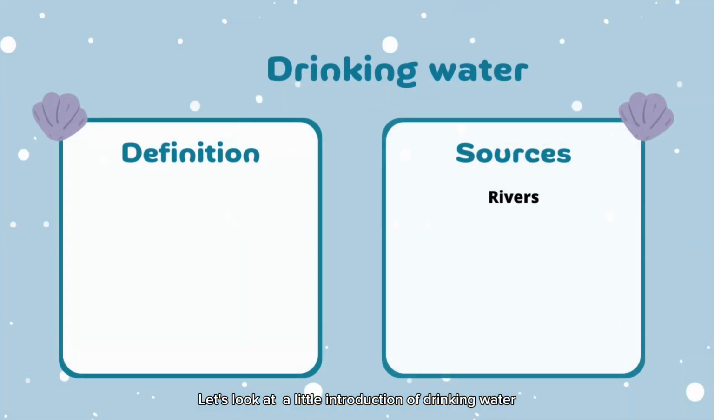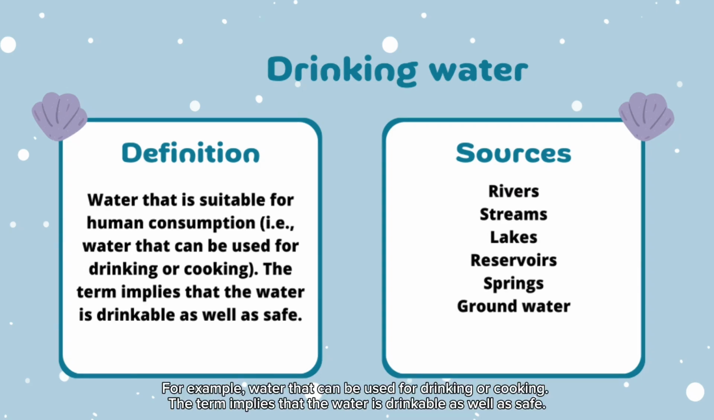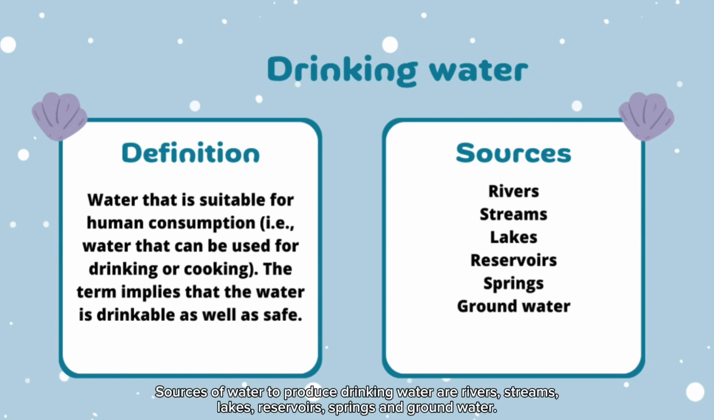Let's look at a little introduction of drinking water. Drinking water is water that is suitable for consumption, for example, water that can be used for drinking or cooking. The term implies that the water is drinkable as well as safe. Sources of water to produce drinking water are rivers, streams, lakes, reservoirs, springs, and groundwater.